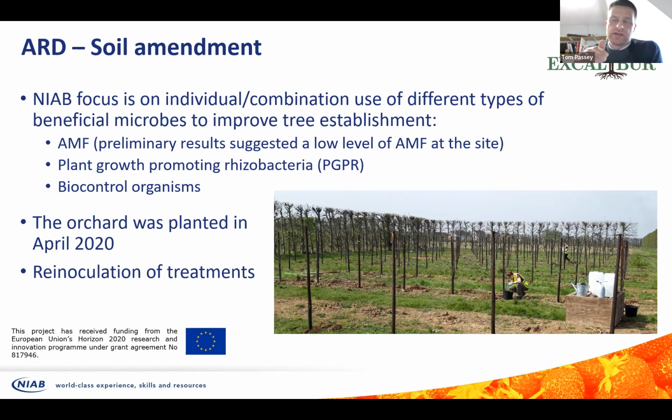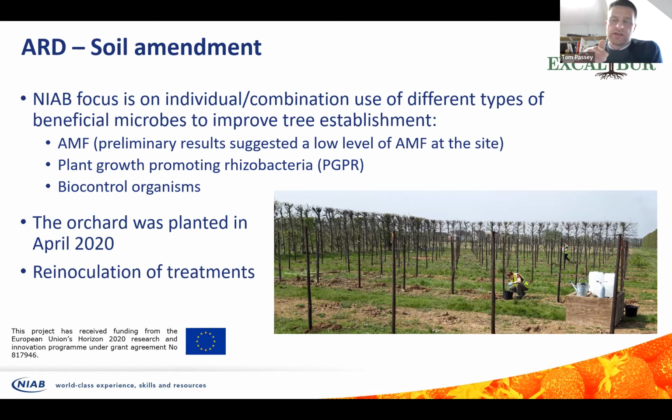I should note that we haven't done that with AMF because it was going to be too tricky to do for individual trees, where we just have plots of an individual tree. We have a number of them across the trial plot, but it was going to be too tricky to do, and we didn't want to damage the roots of the newly establishing trees more so than we needed to. But we have added the other organisms that we can apply as a drench.